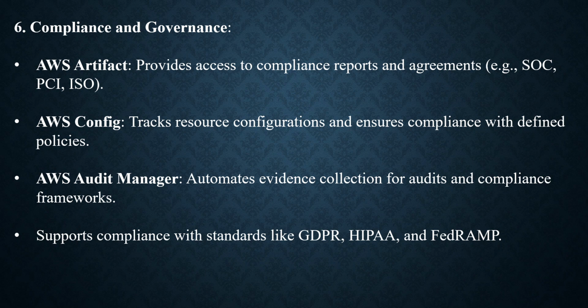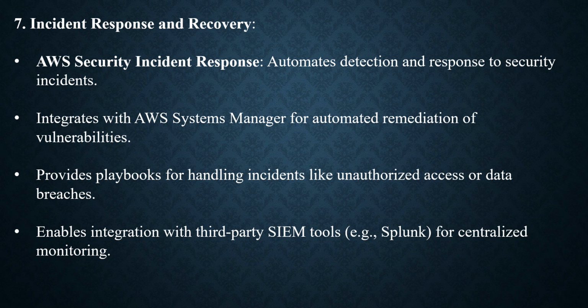Compliance and governance. AWS Config tracks resource configurations and ensures compliance with defined policies. AWS Audit Manager automates evidence collection for audits and compliance frameworks. It supports compliance with standards like GDPR, HIPAA, and FedRAMP. We missed one thing, Amazon Macie. It is a machine learning service that discovers and protects sensitive data. It is primarily used with S3 buckets. It helps with compliance, like HIPAA.